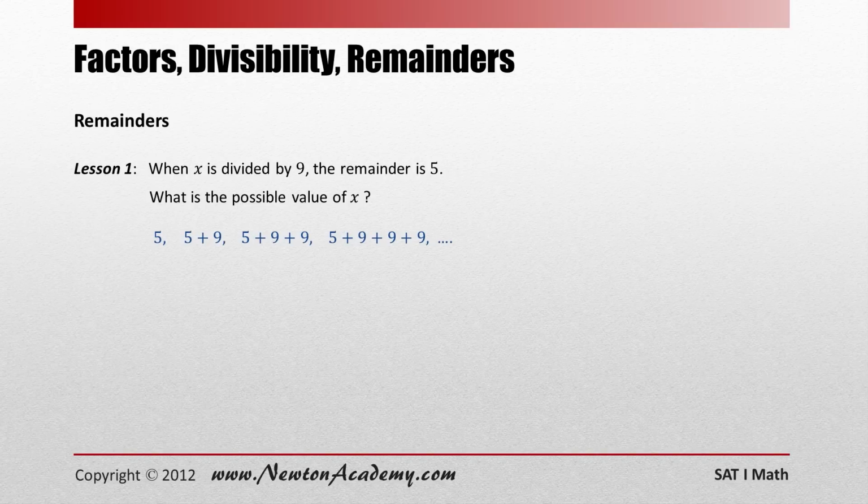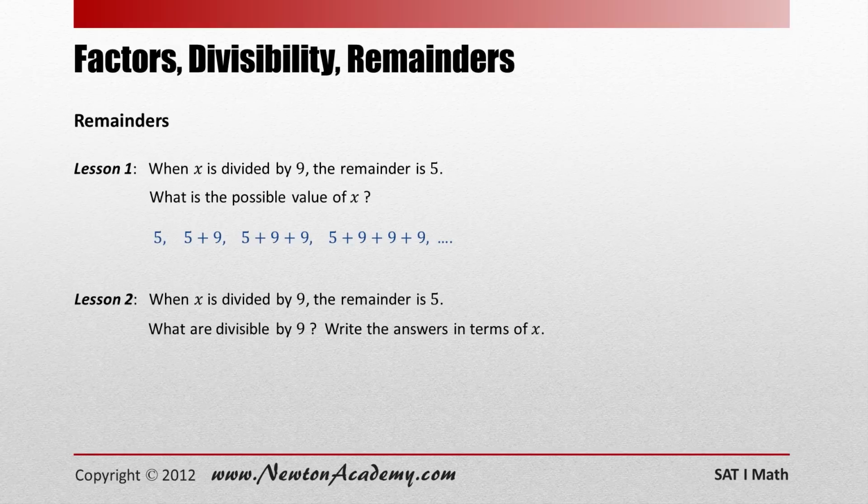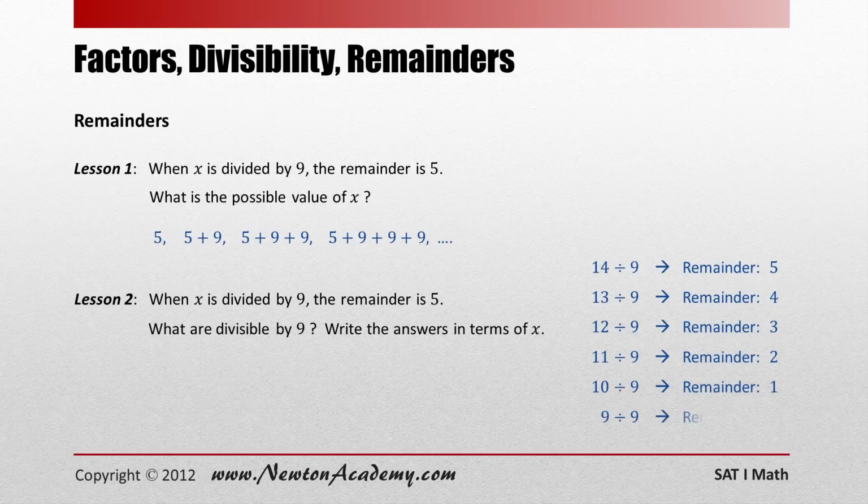Now let's move on to lesson 2. When x is divided by 9, the remainder is 5. It's the same question. What are the numbers divisible by 9? Write the answers in terms of x. Well, let's try one number for x. Let's try 14. If you divide 14 by 9, you get a remainder of 5. This means if you divide 13 by 9, you get a remainder of 4. If you divide 12 by 9, you get a remainder of 3, and so on. And finally, if you divide 9 by 9, you get a remainder of 0.